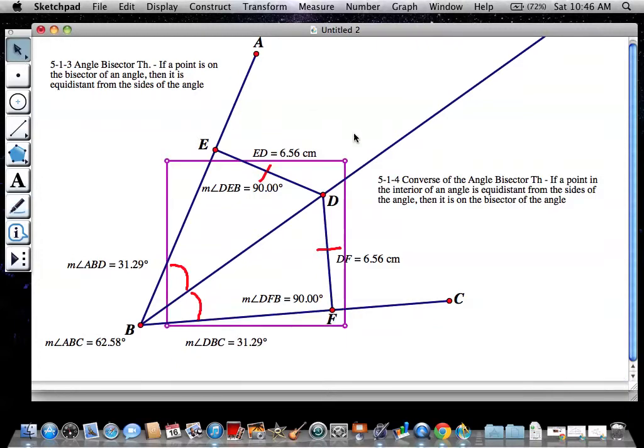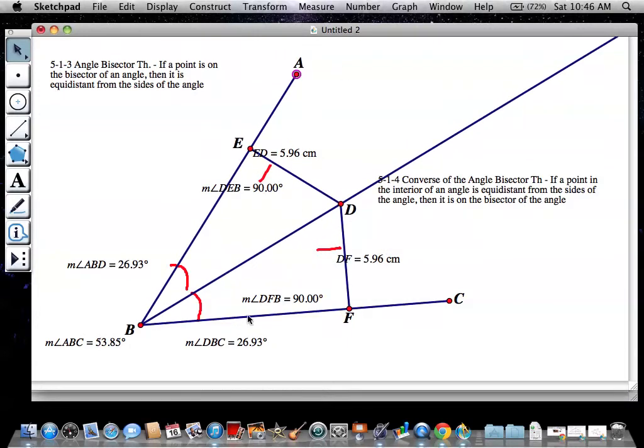And notice real quick, if I change the angle here, the angles are the same, so it's an angle bisector. Notice the distance, 5.96, 5.96, stays the same. That's what the angle bisector theorem says. If it splits, then the distance from this point to a point on the side is the same as from that point to a point on the other side. And the converse says if they're the same distance, then the angles have to be the same.